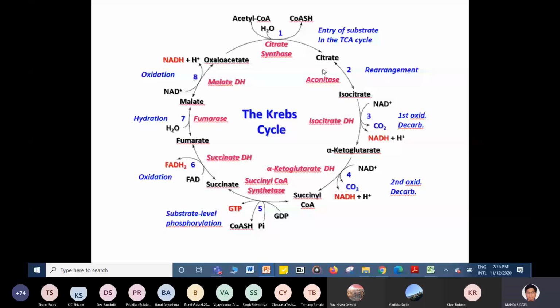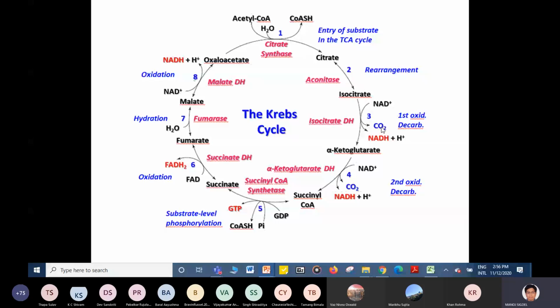Now, after the formation of citrate, with a rearrangement reaction, isocitrate will be formed with the help of the enzyme aconitase. This isocitrate, with the help of the enzyme isocitrate dehydrogenase, will be converted to alpha ketoglutarate. In this step, one carbon dioxide is released and also one NADH is produced. That's why we have written this step as the first oxidative decarboxylation, because we have entered acetyl-CoA into the TCA cycle. Acetyl means 2 carbon, and those 2 carbons of the acetyl group will be released as carbon dioxide. This is the first step in which one carbon dioxide is released.